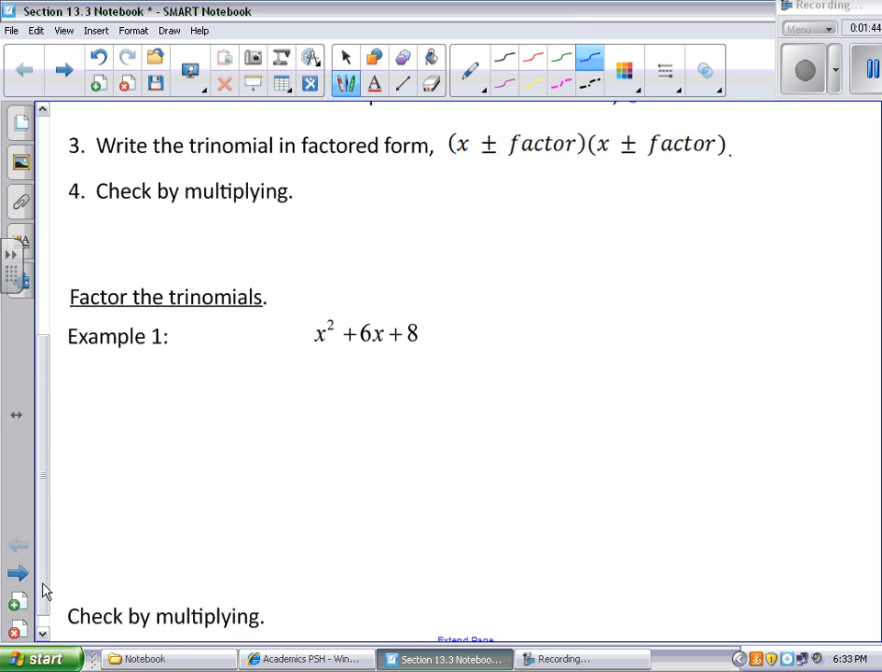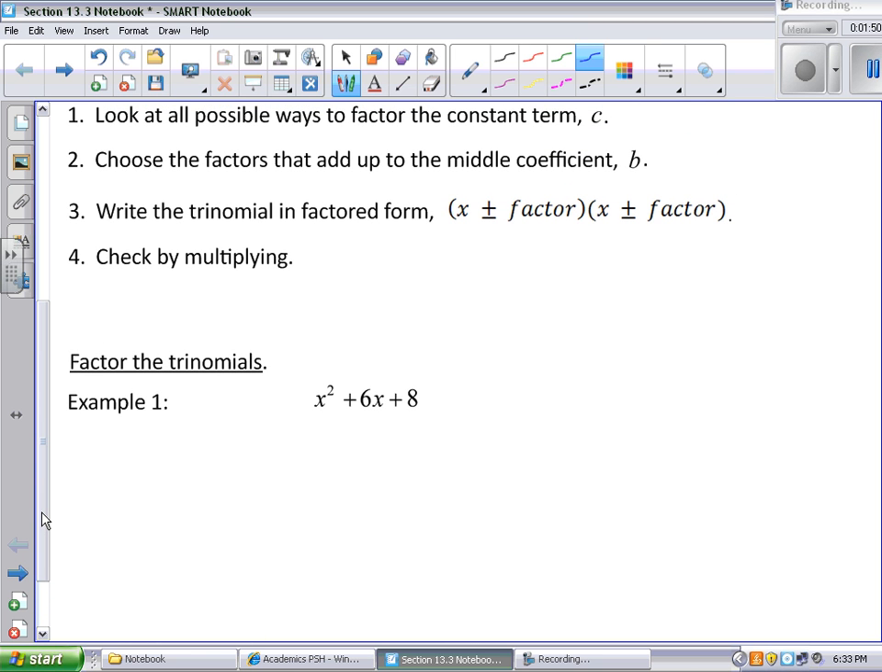We're going to factor the following trinomials. The first one, x squared plus 6x plus 8. Step 1, we're going to look at all possible ways to factor 8. 8 factors as 1 times 8 and 2 times 4. Now, because all of the signs in my polynomial are plus signs, I don't have to worry about any negative combinations, because 8 could also be negative 1 times negative 8 or negative 2 times negative 4.